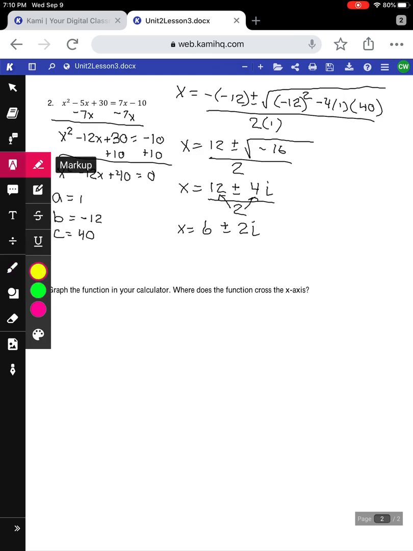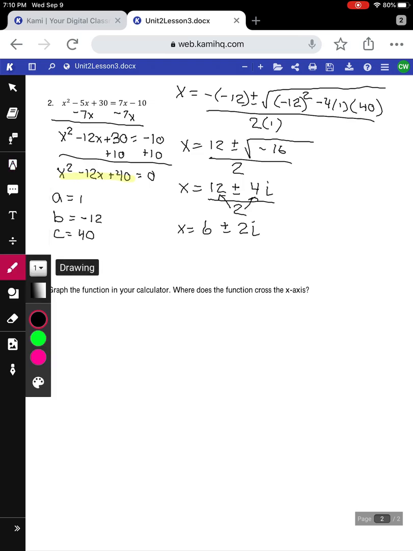Now go ahead and graph your function in your calculator. You're going to want to use the one set equal to 0. We always graph set equal to 0. And you should notice, again, it does not cross the x-axis. And that, again, is because we have i's in our roots. Anytime you have an i, your function will not cross the x-axis. Your roots are imaginary.